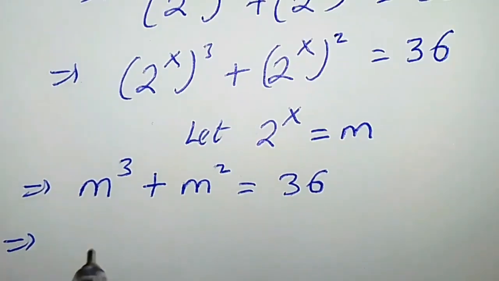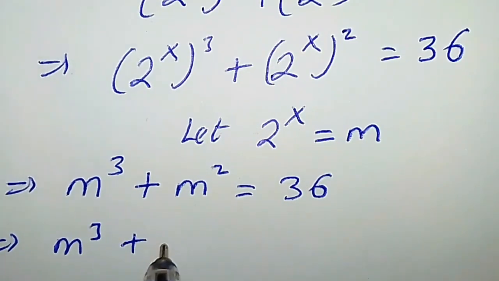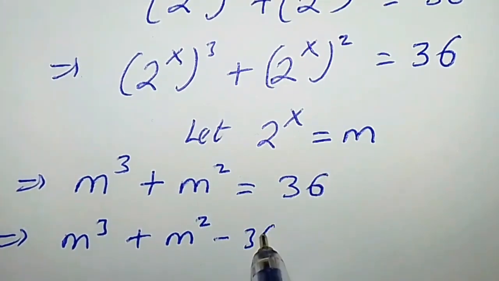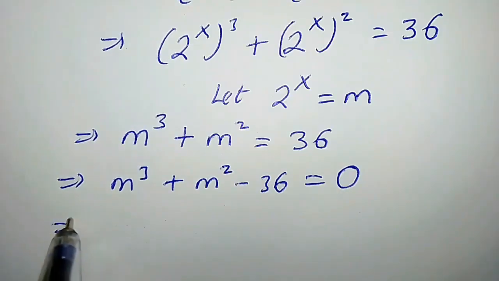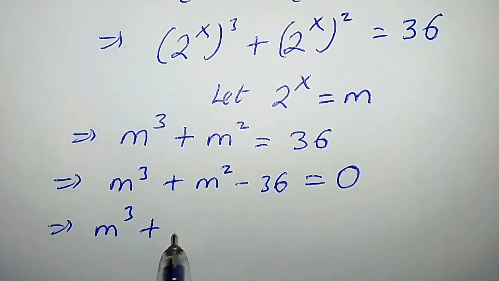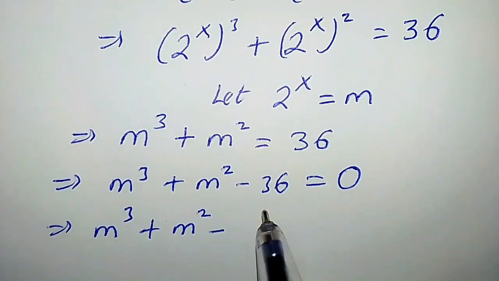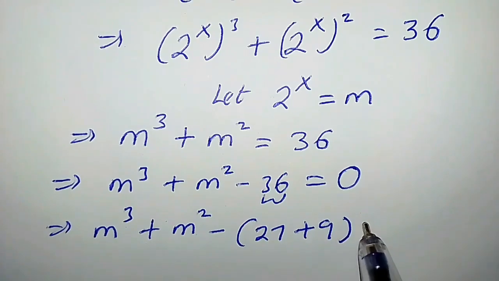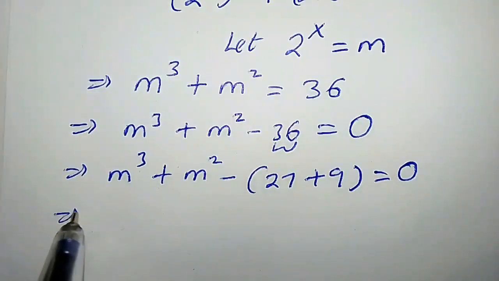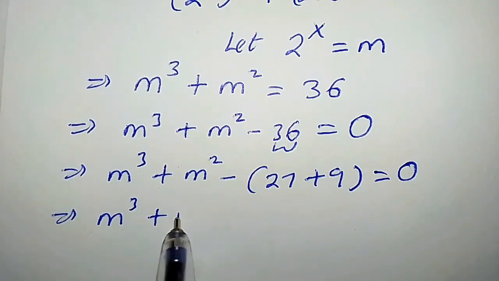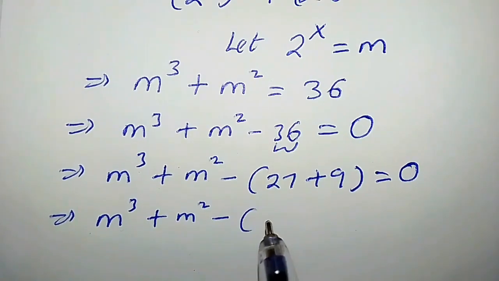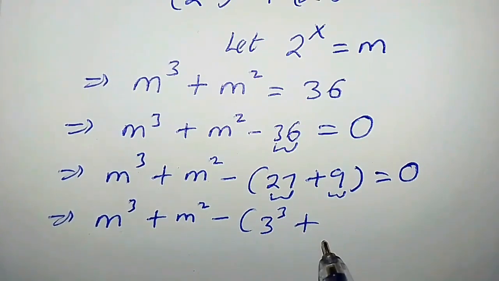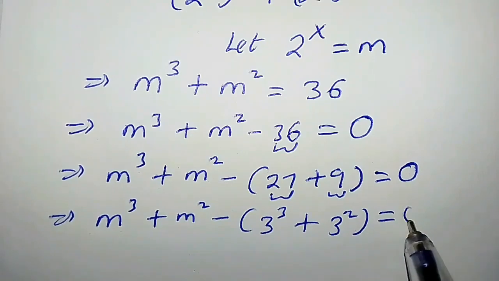Let's continue. So I move this 36 to the left side. I have m to the power of 3 plus m square minus 36 equal to 0. This could be written as 27 plus 9 equal to 0. So m to the power of 3 plus m square minus 27 could be written as 3 to the power of 3, plus 9 could be written as 3 square, equal to 0.